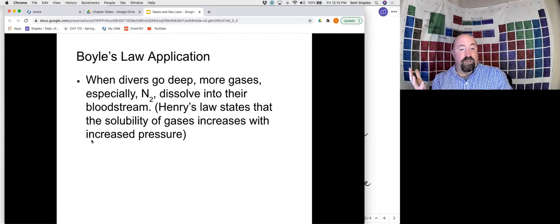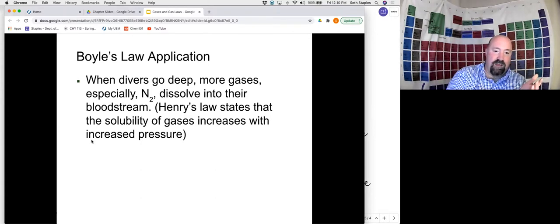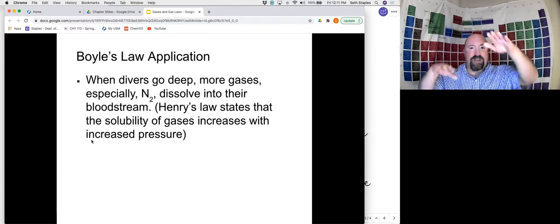So another great application and way to think about the effect of Boyle's law: back to scuba divers. When a diver goes really deep, more gases, and in this case especially nitrogen, because that's the primary component of air, will dissolve into their bloodstream. And this is a factor of another law, which we won't talk about that much, but Henry's law states that the solubility of gases increases with increased pressure. So when a diver goes deeper and their body is under more pressure, more gases can dissolve into their blood.